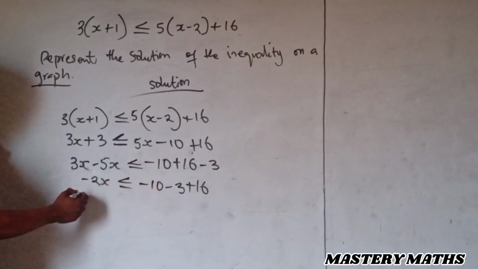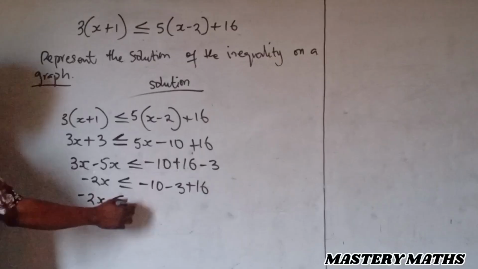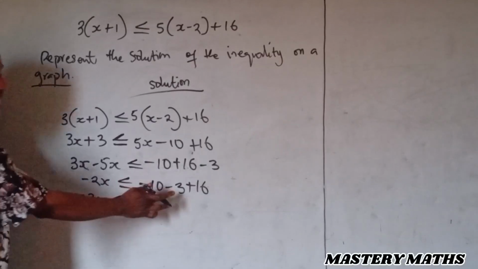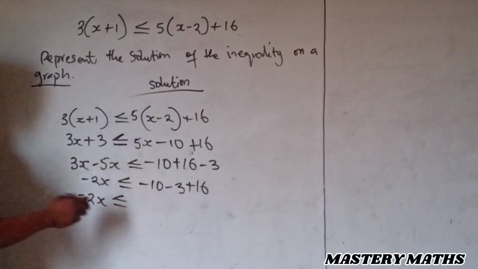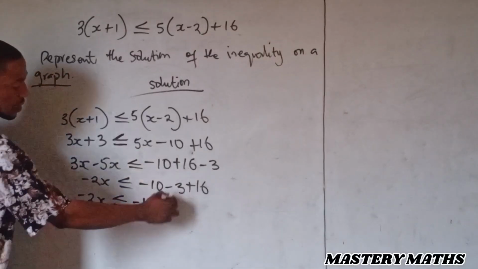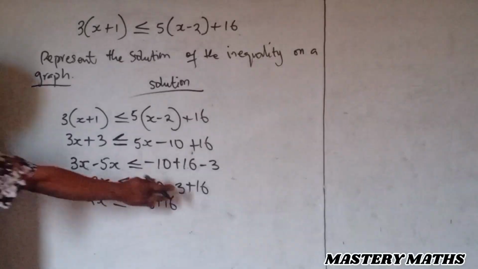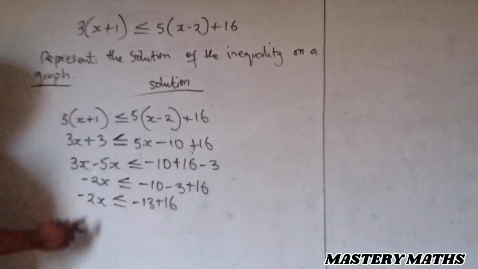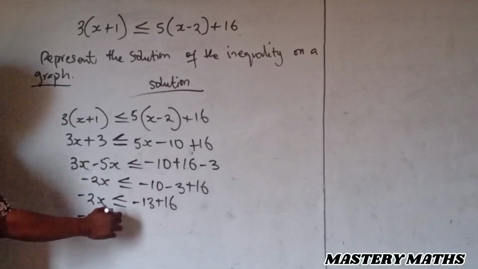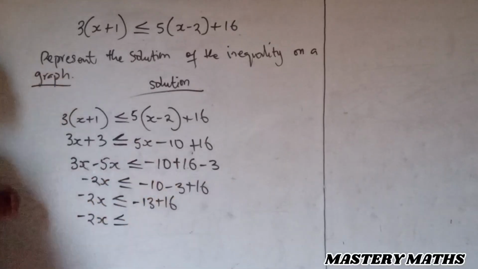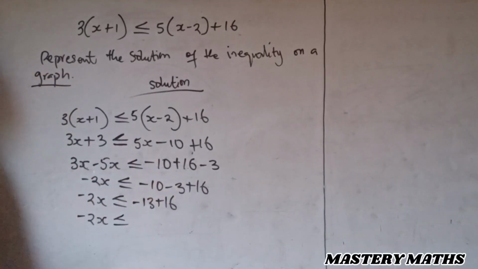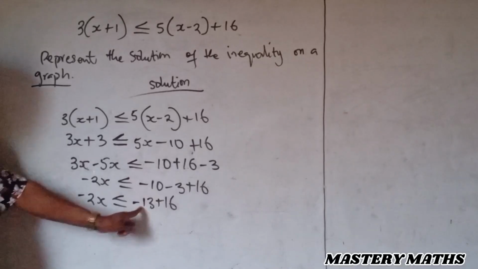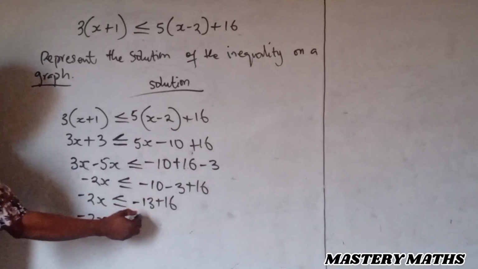I've arranged it. So here will be minus 2x, the same sign. Now, minus 10 minus 3 will give us minus 13, plus 16. I'll still bring the 16 down. Minus 13 plus 16 will give us 3.